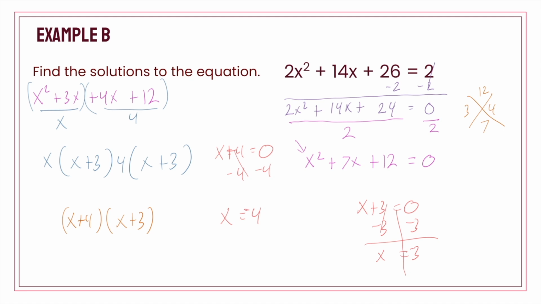And again, I'm going to write them as an ordered pair, and I'm going to write them from least to greatest. So I've got negative 4 coming first, negative 3 is going to go second, and those are the roots to my equation.